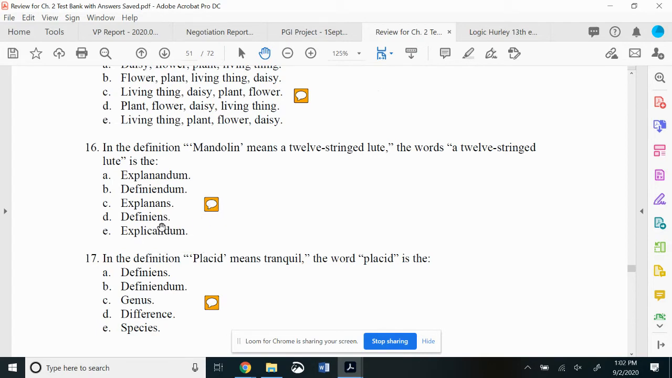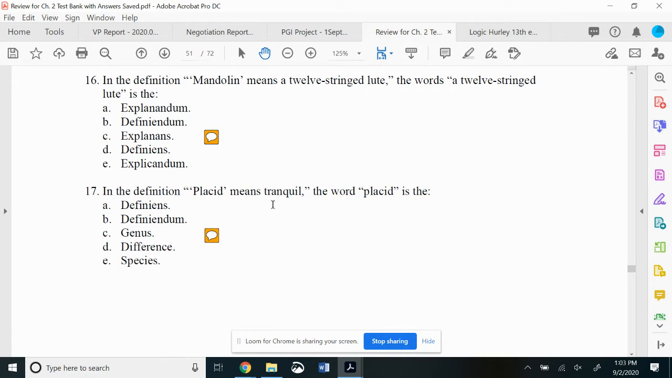This is D, definiens. So the definiens is the thing doing the describing of the definiendum. If you don't know what those two are, go back to your book where that section was. In the definition, placid means tranquil. The word placid is the definiendum. It's the thing that's going to be described, and it's going to be described as tranquil. That's describing placid. So placid's the definiendum, tranquil's the definiens.